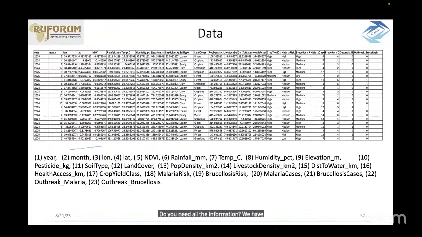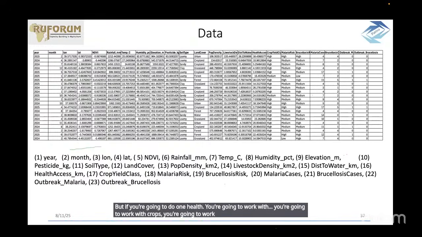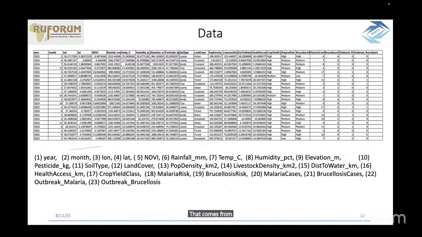We have information on yield, on malaria, and on other things. If you're going to work with only crops, we don't need information from maybe other diseases. So you have to determine what you're going to work with. But if you're going to do One Health, you're going to work with crops, with animals, and so on. That comes from your first question, your research questions. You're going to get all this data, but do you need all the information?